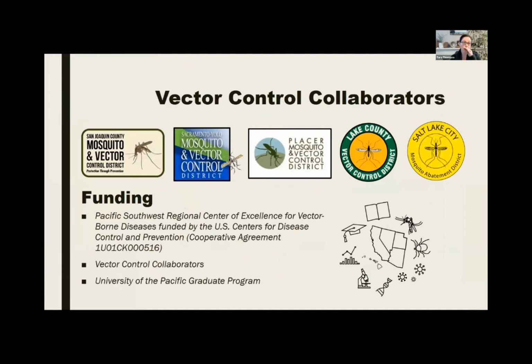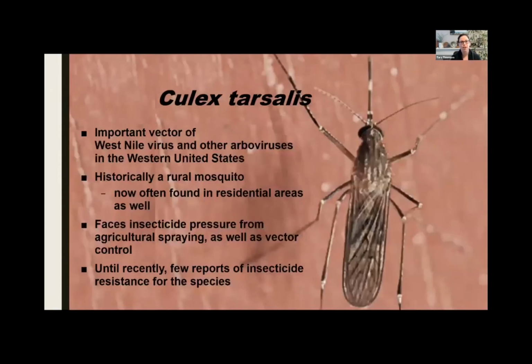Before I get started, I want to thank my vector control collaborators. Projects like this are definitely not possible without them. San Joaquin, Sacramento-Yolo, Placer, and Lake County, all in California, and then the Salt Lake City district in Utah. I worked with them to develop the project. They helped with collecting mosquitoes. For this project, a lot of the bottle bioassays were done at the districts, and they also provided funding. In addition to the funding from the districts, this project is also funded by PACVEC and the University of the Pacific Graduate Program.